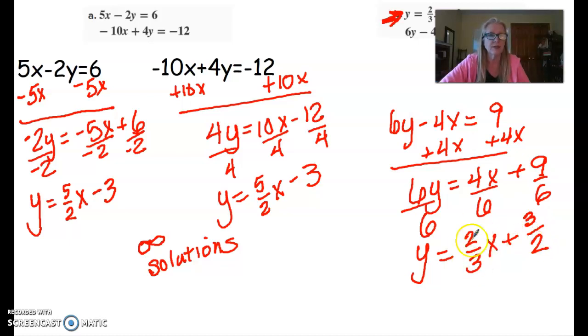Even though these two have the same slope, they have different y-intercepts. So what's that going to look like? These two lines are going to be parallel, okay? So these have no solution. So help me remember that. The first one was infinite, and the second one was no solutions.